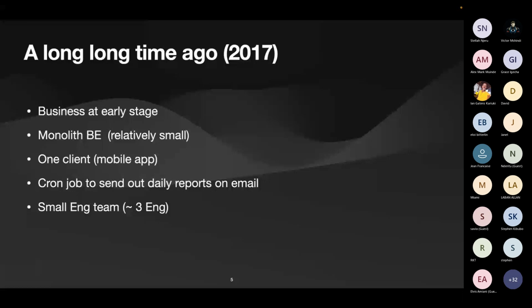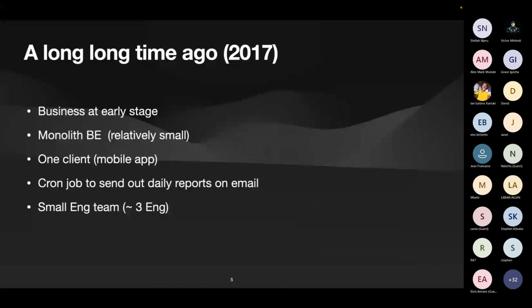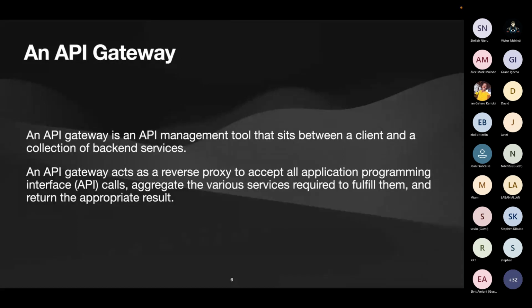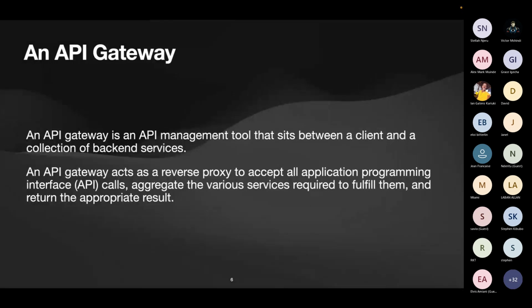So when we were doing some research, GraphQL just happened to pop up. And one of the things I remember, it was relatively easy to build an API gateway with GraphQL. Just to define what an API gateway is: it sits between your client and a collection of backend services, in this case microservices, and it acts as an entry point. It acts as a proxy that delegates API calls to the underlying services.